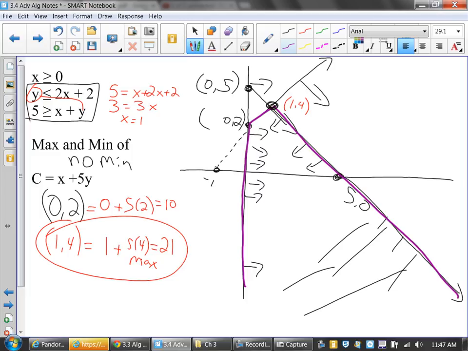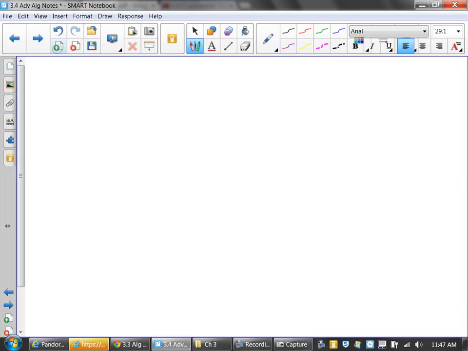Yes, sir. Can you go over again how we did the points where they intersect? Yeah. It's called systems of equations. Okay. So we just take the 2 equations. All you're doing here, you had y equals 2x plus 2, and 5 equals x plus y. In this case here, I'm using direct substitution. I know that y is this.